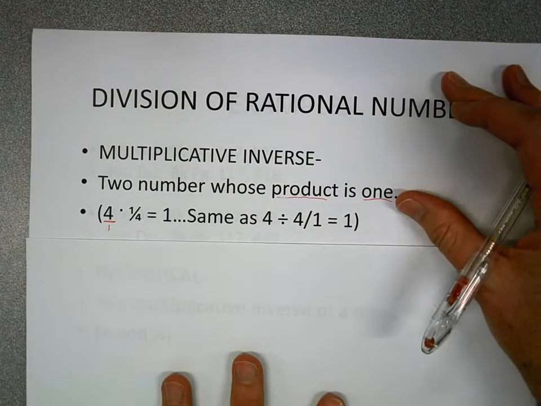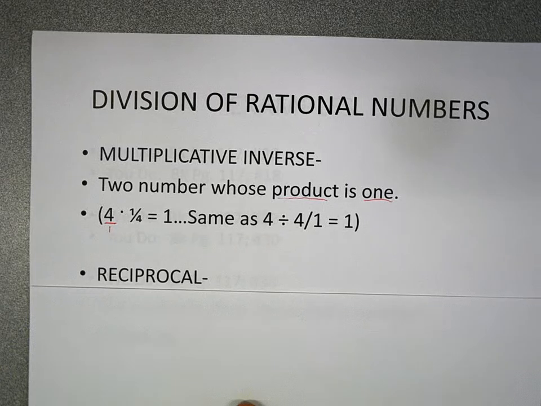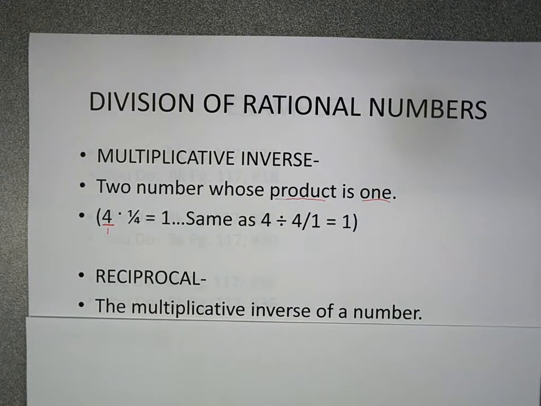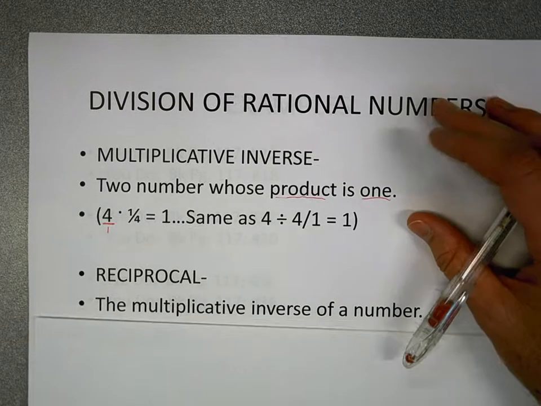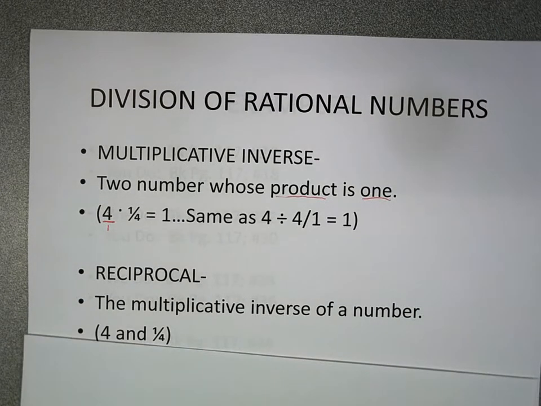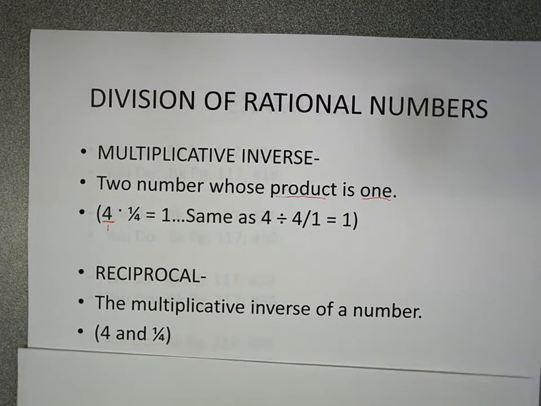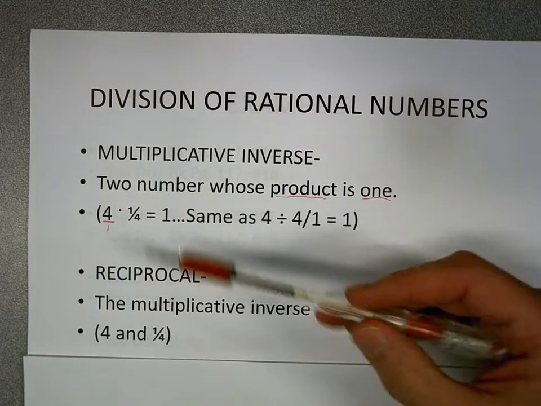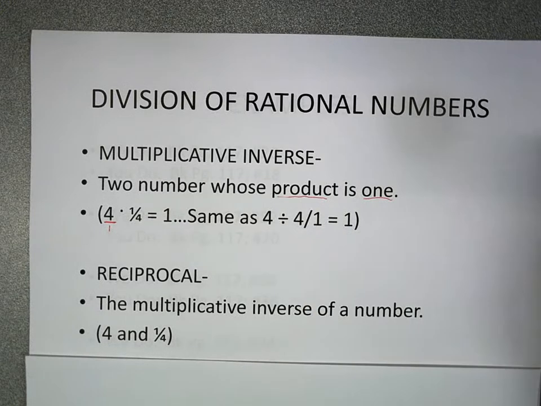All right, so here we go. The next word is reciprocal. Everyone? Reciprocal. So this is the multiplicative inverse of a number. So 4 and 1/4, those are reciprocals of each other. 4 or 4 over 1 and 1 over 4. Why are they reciprocals? Why are they multiplicative inverses? Because like we just said up here, if we multiply them, the product is 1.